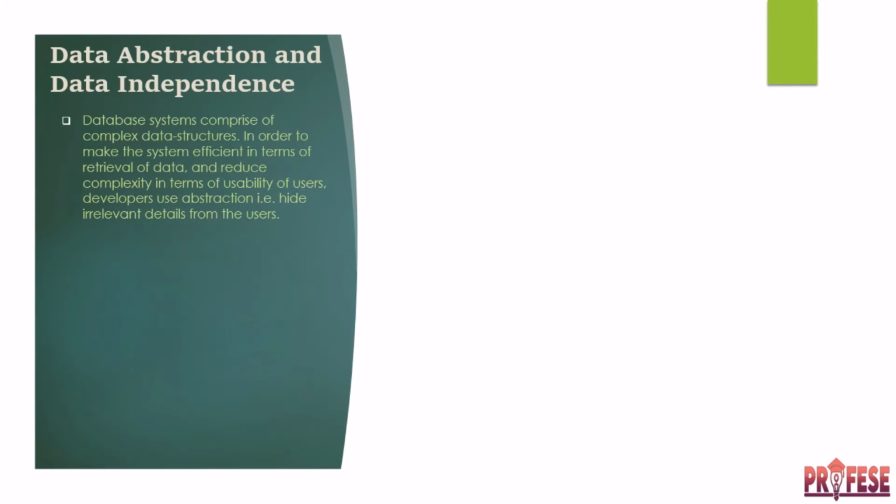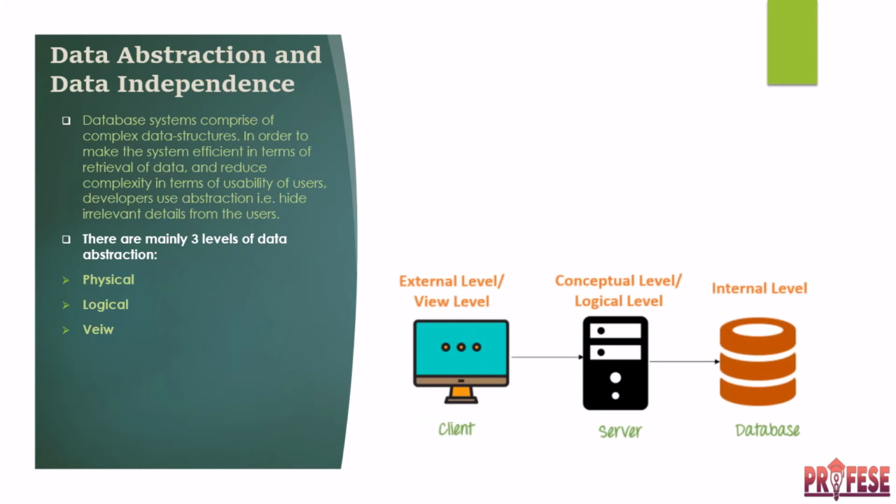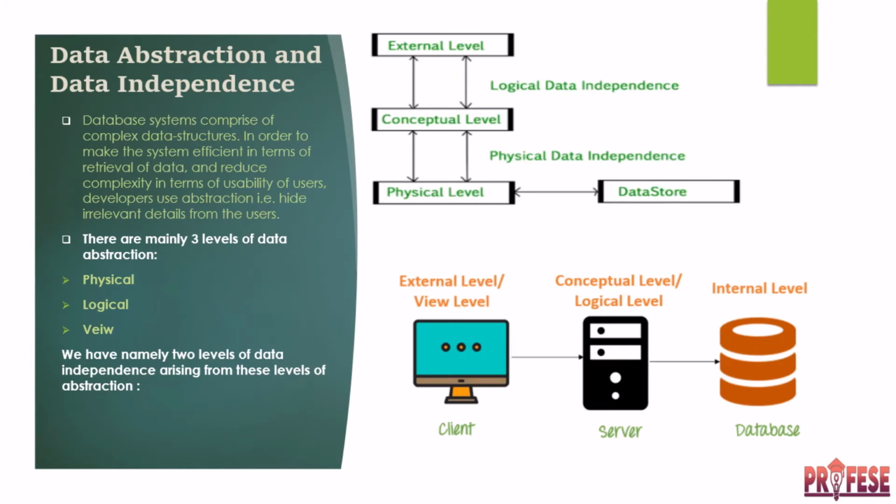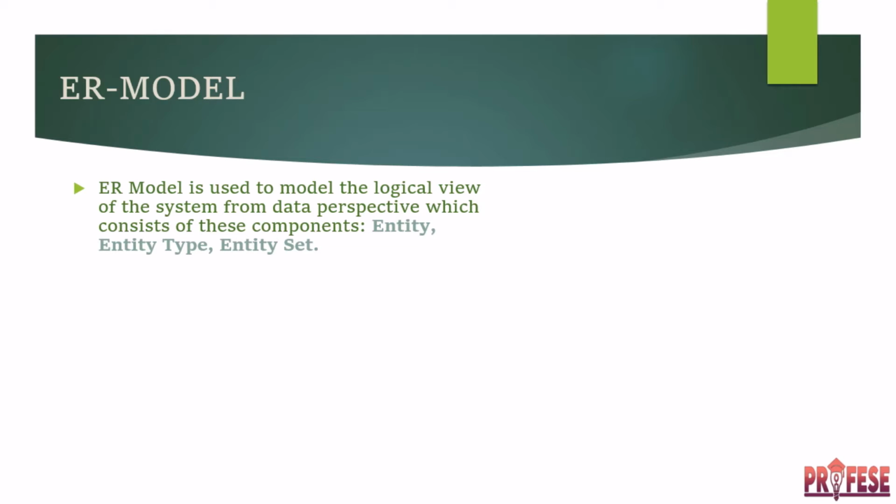Data abstraction and data independence. A database system comprises complex data structures in order to make the system efficient in terms of retrieval of data and reduce complexity in terms of usability for users. Developers use abstraction, that is, hide irrelevant details from the user. There are mainly three levels of data abstraction: physical, logical and view. We have namely two levels of data independence arising from this level of abstraction, which are physical data independence and logical data independence.